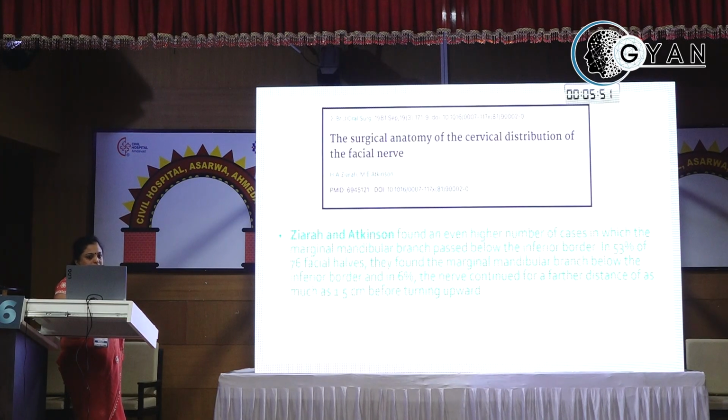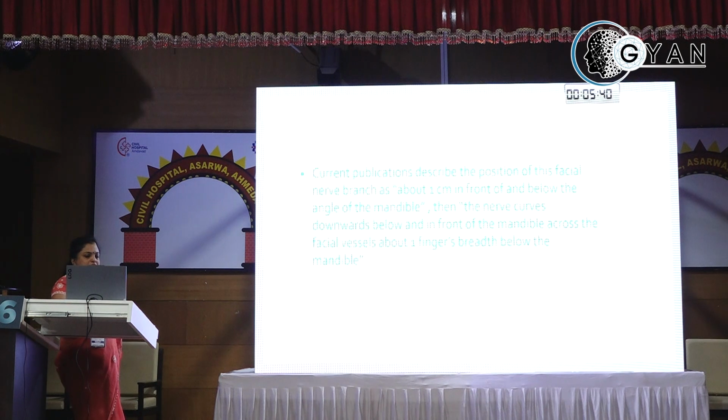The surgical anatomy of the cervical distribution by Atkinson also describes that 53% of this was below the inferior border and 6% farther with the distance. So all the publications now are related to a 1 centimeter distance in front of or below the angle of the mandible, and hence the modifications of the various incisions.